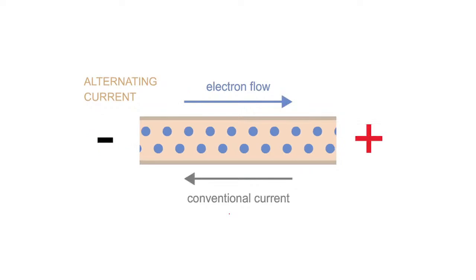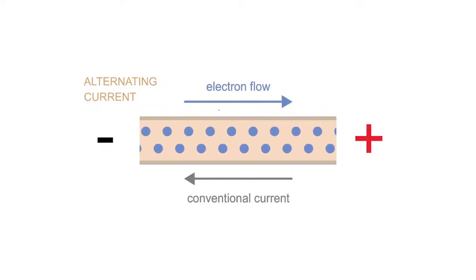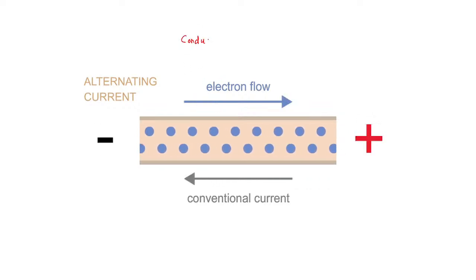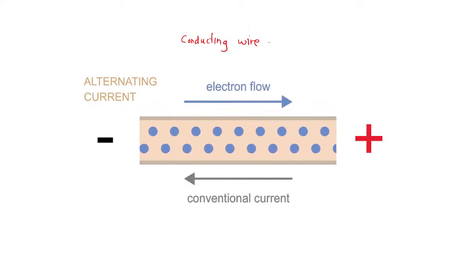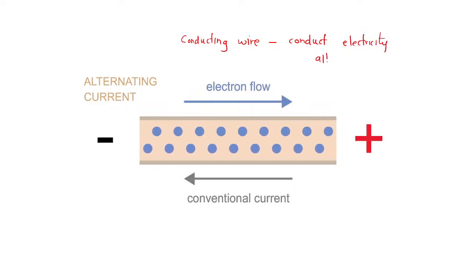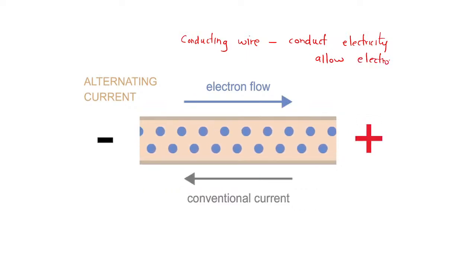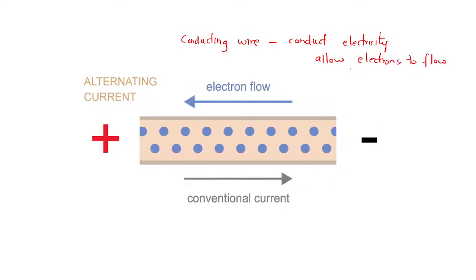Now let us try to understand this flow of electrons. In this animation you can see, suppose this is a picture of a conducting wire. We know that a conducting wire will conduct electricity. What's the meaning of this? To conduct electricity means they will allow electric current, or they will allow electrons to flow through it.